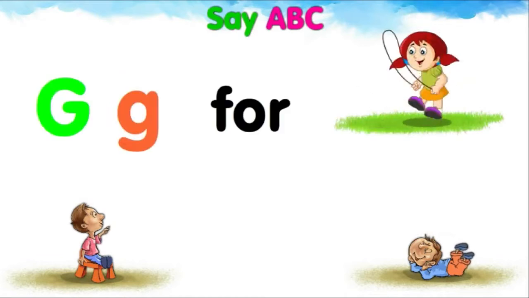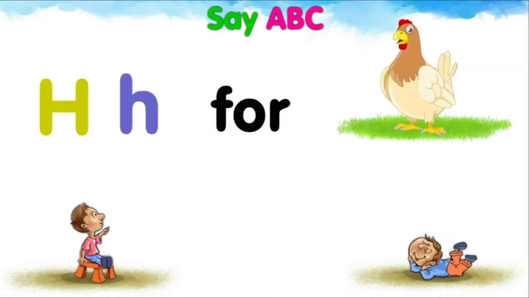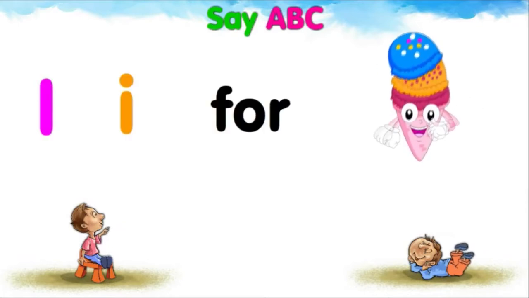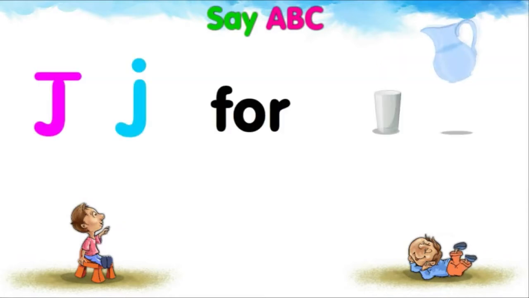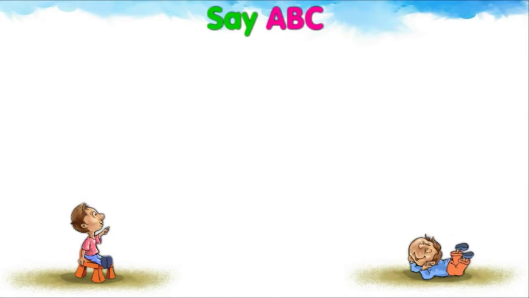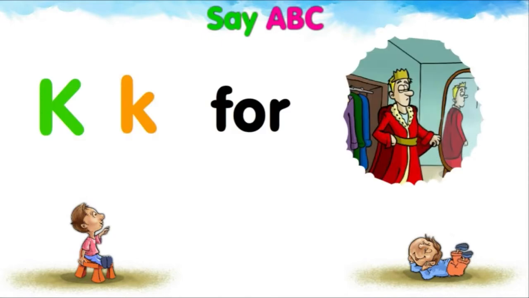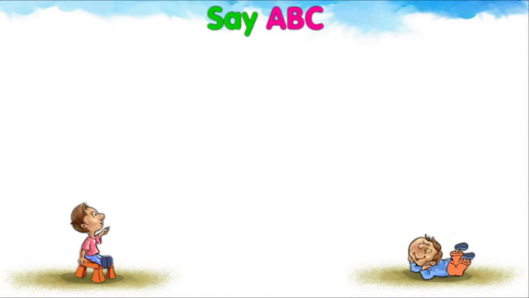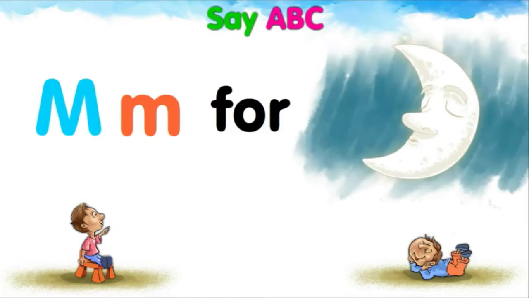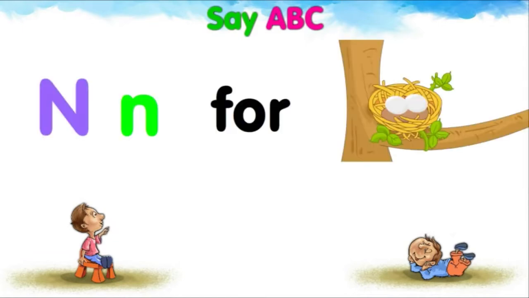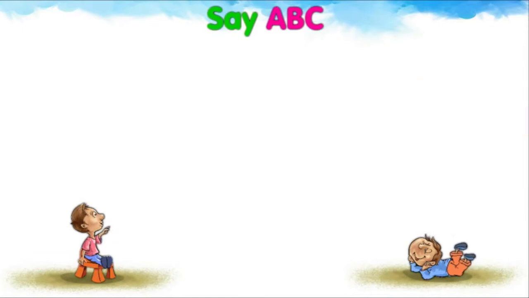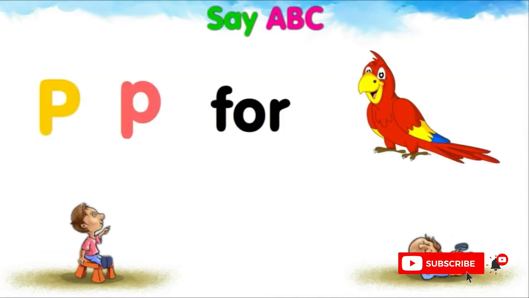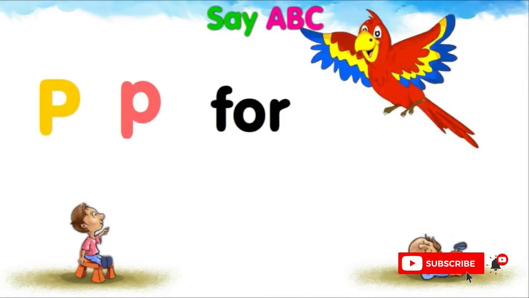G for girl. H for hen. I for ice cream. J for jug. K for king. L for lion. M for moon. N for nest. O for owl. P for parrot.